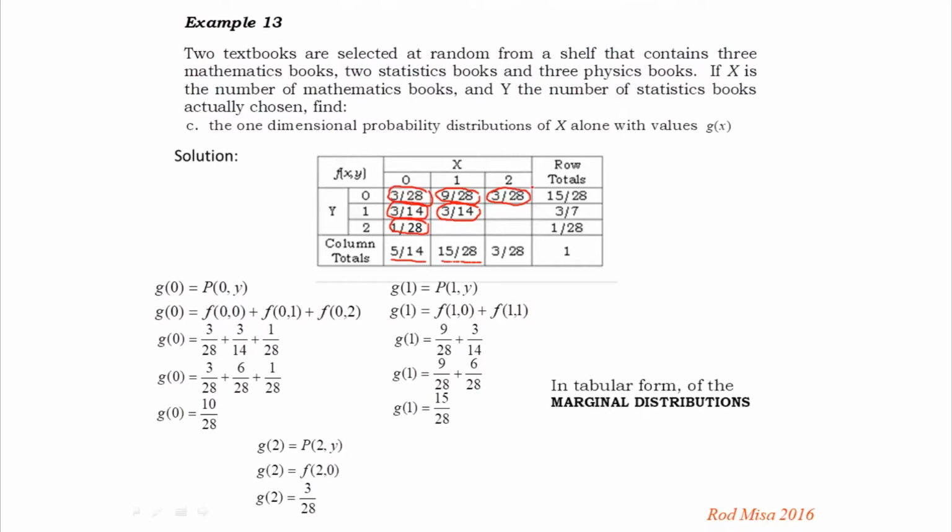Hence, in a tabular form of the marginal distributions, these are the values of our g of x: the 5 over 14, which is our g of 0, the probability of 15 over 28 for g of 1, and the probability of 3 over 28 for g of 2. In simple words, this is the marginal distribution of our x. So these are the column totals in the grid above.